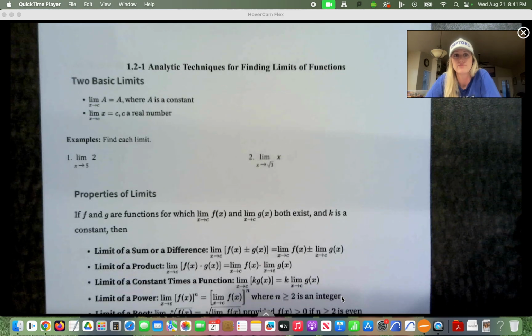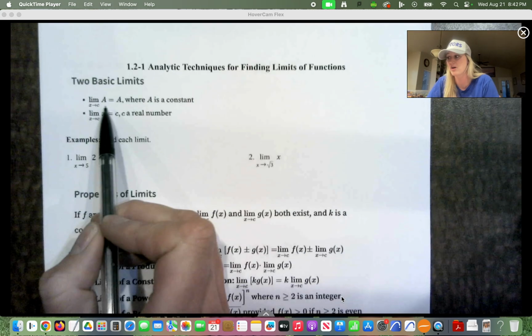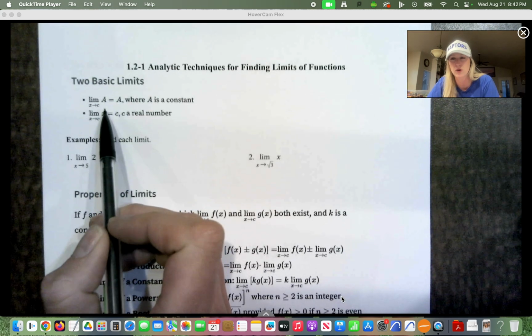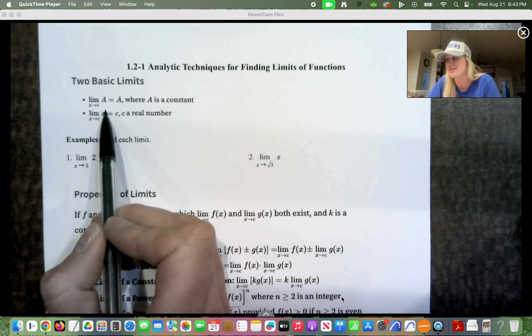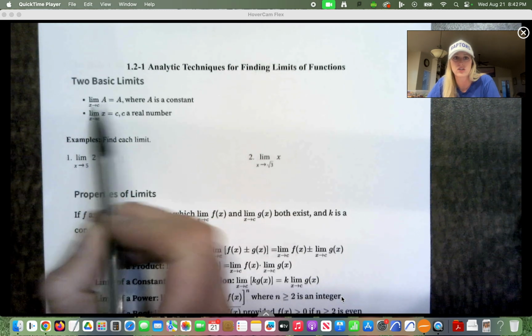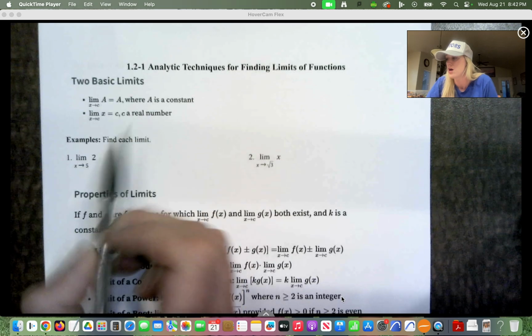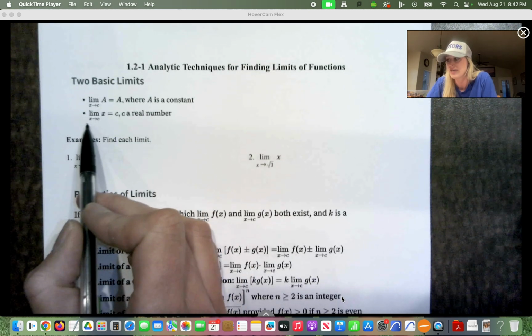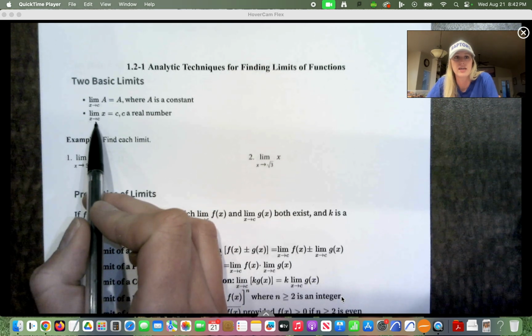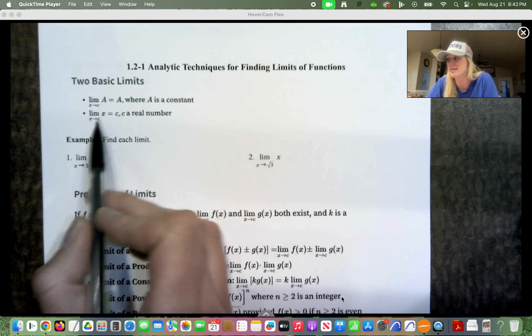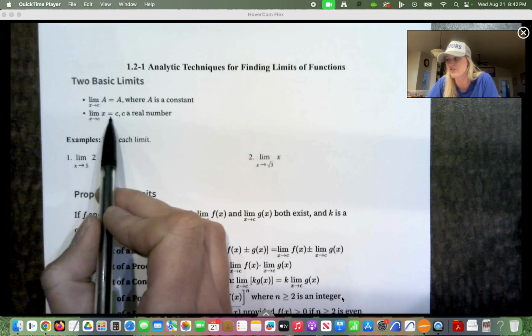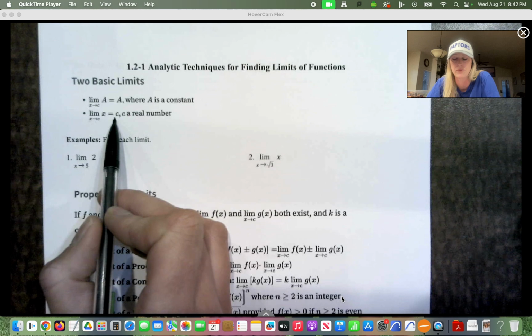One of the ways we can evaluate limits is by knowing a couple of basic ones. Anytime I'm finding the limit of a constant, remember a constant's a number without a variable, it doesn't matter what x is approaching, it's going to be that constant. Also, if x is approaching a number and we want to find the limit of x, that limit is going to be equal to whatever number it's approaching.